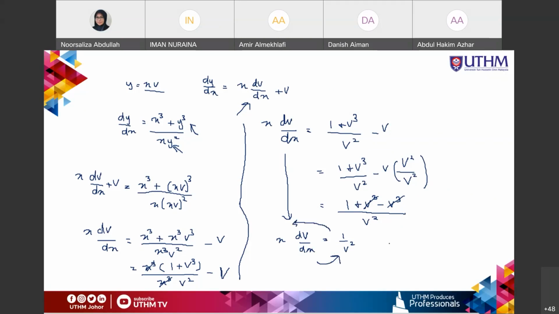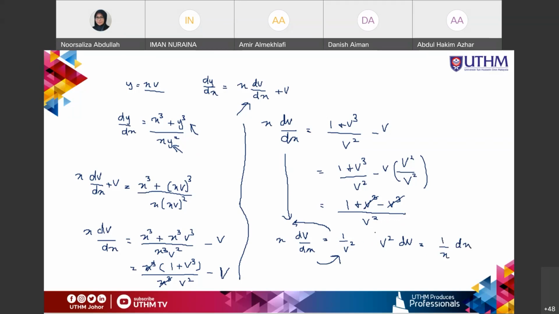Now you have v squared, bring it to this side, so it will be v squared dv, equals x, you bring it to this side, it will be 1 over x dx. Okay, we have separated the variables.